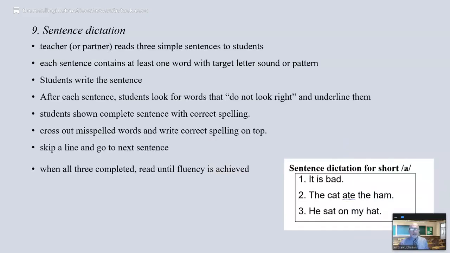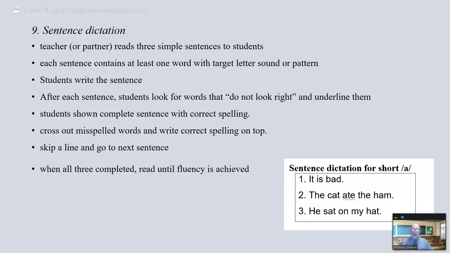Sentence dictation. This is done a specific way. Either a teacher or a partner reads 3 simple sentences to the students and they write down what you say. And again, at least one word in each sentence has the target letter, sound, or pattern, and you can see it here, the short A. Students write the sentence, and after each sentence, students look for words that do not look right and they underline them. Most students can identify the word that doesn't look right. And again, we are reinforcing, helping them to look for patterns.